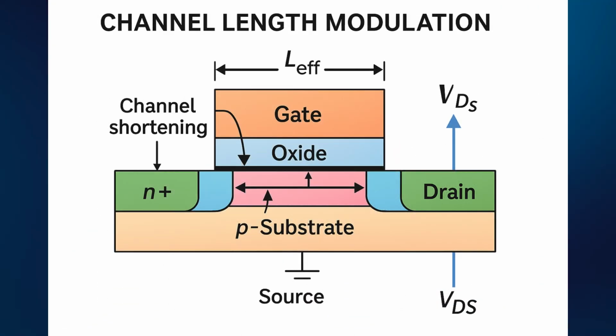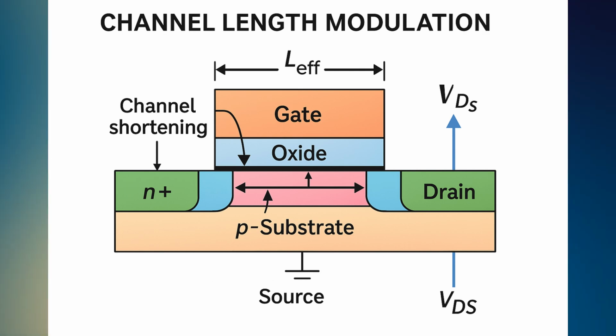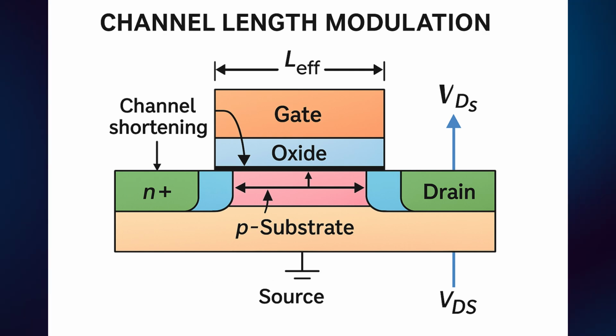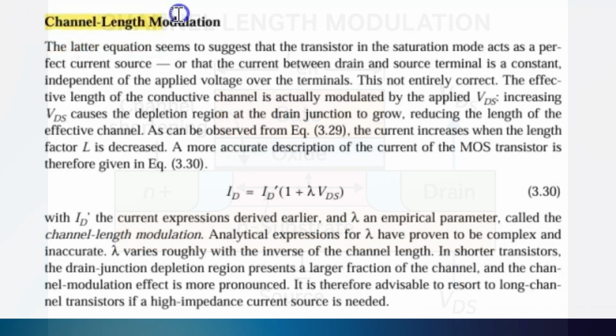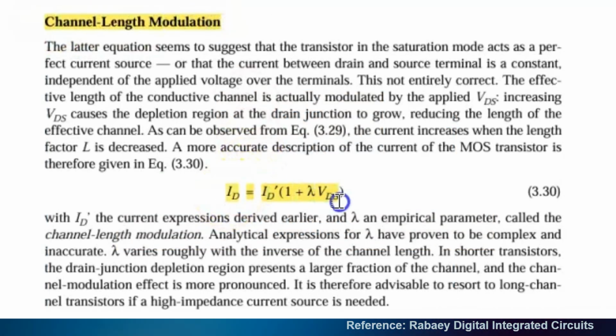Channel length modulation. In saturation region, the effective channel length shortens as VDS increases, leading to a slight increase in drain current, like the MOSFET having a small output conductance.